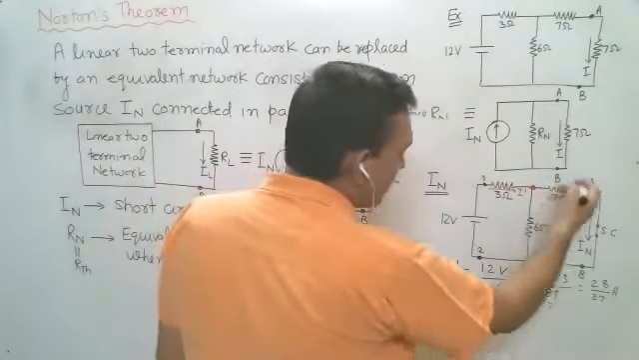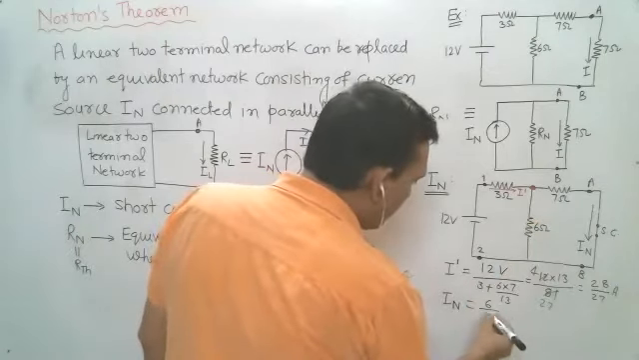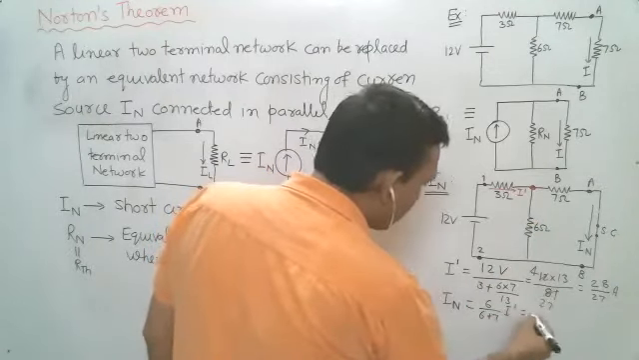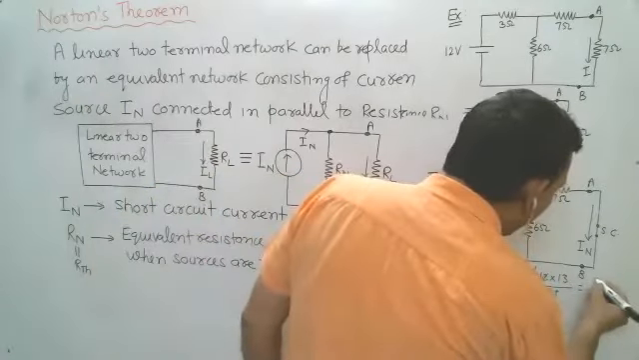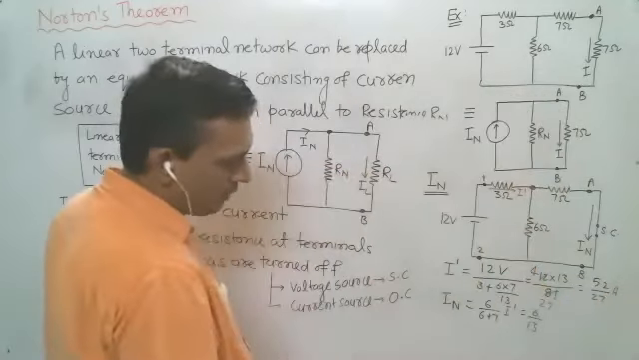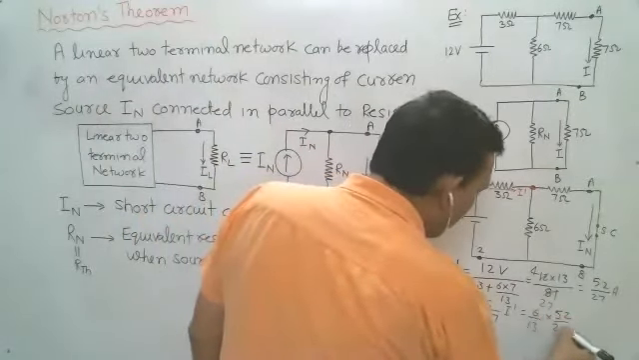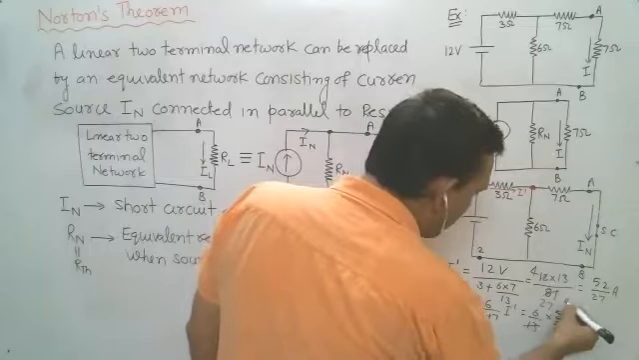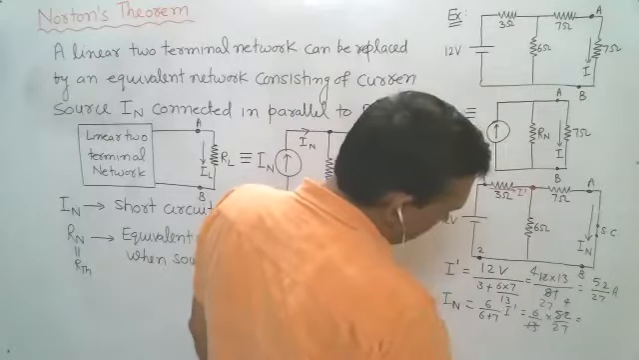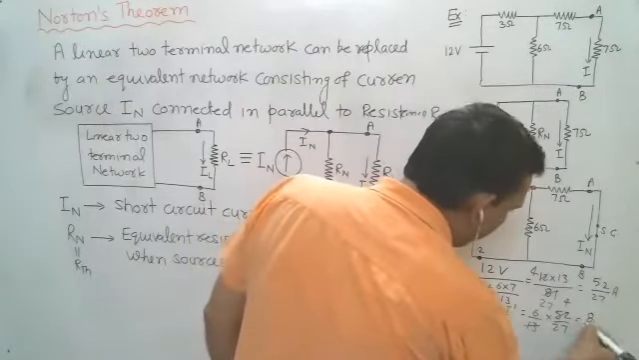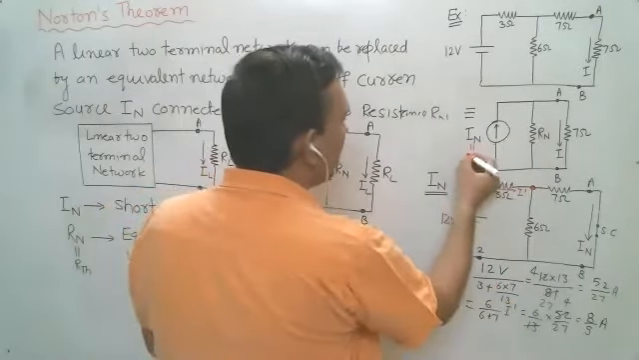So if you know I dash, then according to current division, IN will be 6 by 6 plus 7 into I dash, that is 6 by 13 into 28 by 27. This will be 8 by 9 ampere. So this current IN is 8 by 9 ampere.